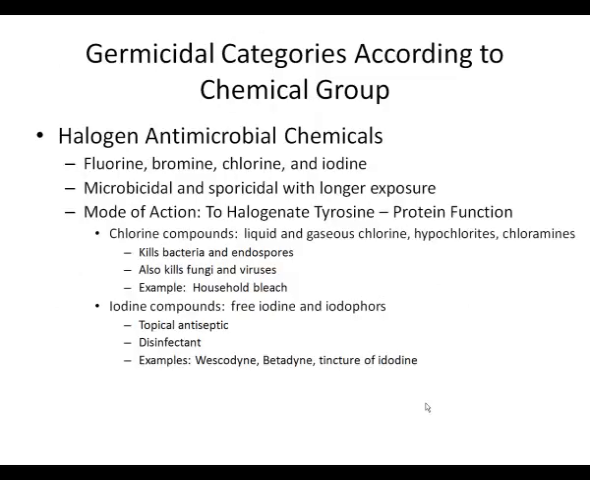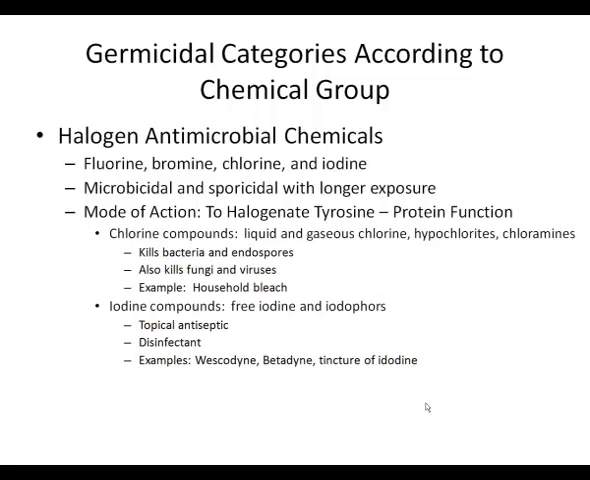There are a number of different categories, and I'm going to break these down basically into their chemical groups. The first one are the halogens. These are going to be those chemicals that contain fluorine, bromine, chlorine, and iodine. They are microbicidal as well as sporicidal with longer exposure. So I can put chlorine bleach down, and that chlorine bleach is going to kill spores as long as I can leave that bleach in contact with my material long enough.